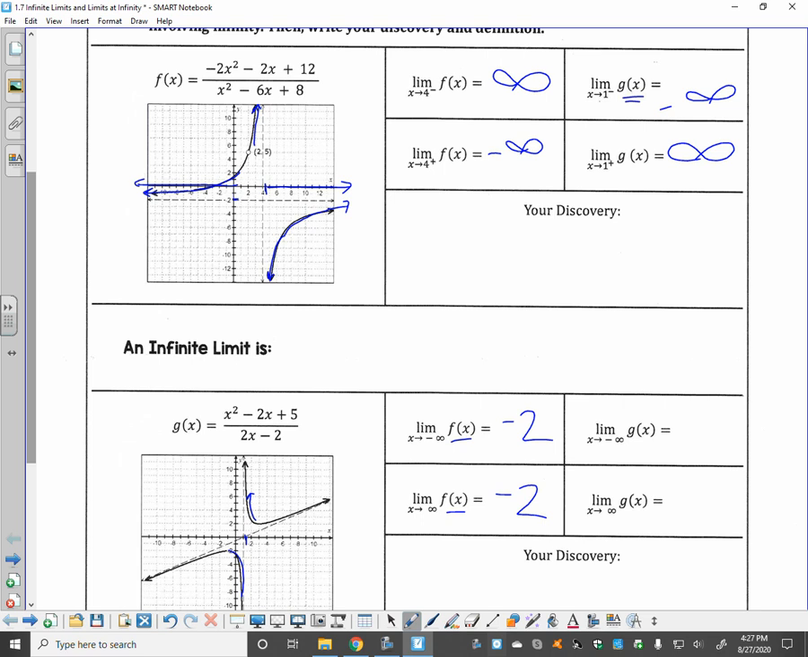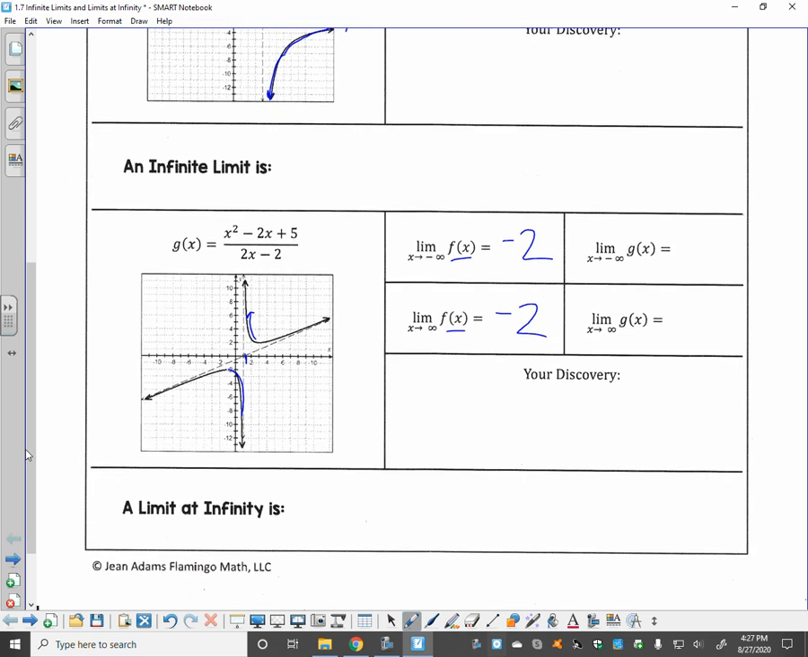Okay, now let's look at g of x. As I approach negative infinity, this graph is approaching the asymptote, but the asymptote is not constant. It's linear with a slope. So as x heads to negative infinity, my y values are headed to negative infinity. And as x heads to positive infinity, this function is going to be headed up towards positive infinity. So again, these are x values, these are y values.